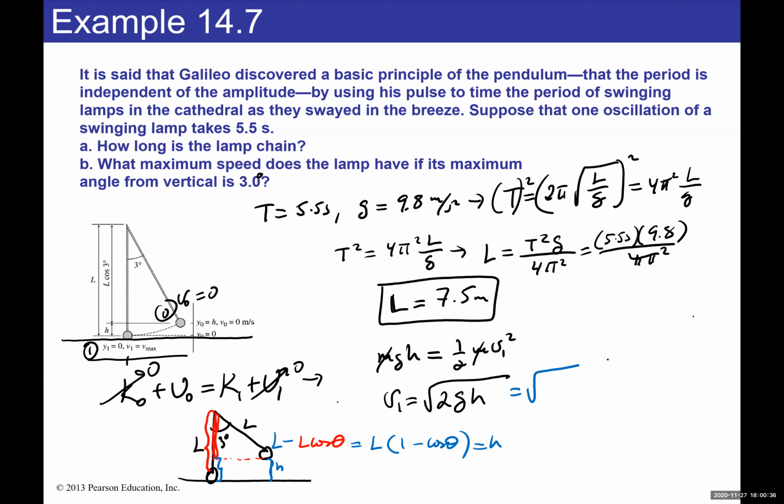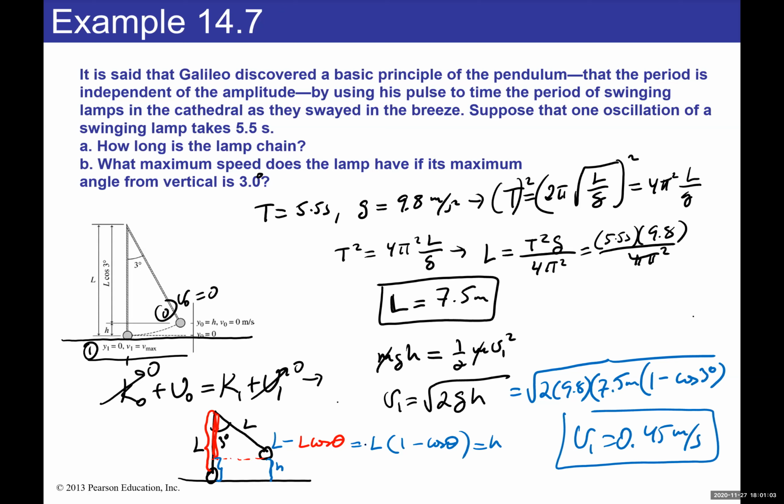That means v1 is equal to the square root of 2 times 9.8 times, for h, L minus L cosine theta, or L times 1 minus cosine theta quantity, because I have L, which is 7.5 meters, then 1 minus cosine of 3 degrees. I can do that, and I can solve for v1 as 0.45 meters per second.